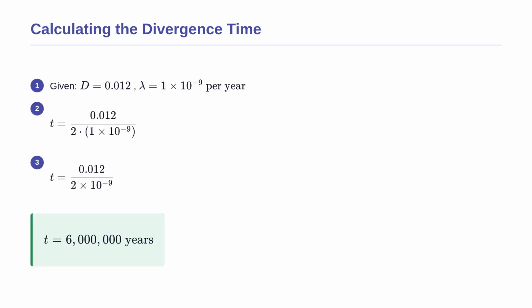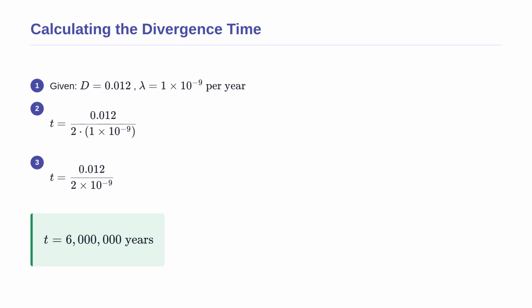Now that we have our formula, let us use it to date the ape-human split. Suppose geneticists find a genetic distance of 0.012 between humans and chimpanzees. The mutation rate is 1 times 10 to the power of -9 per year. We plug these values into our model.